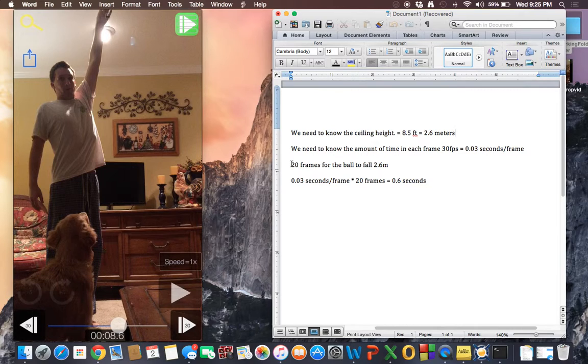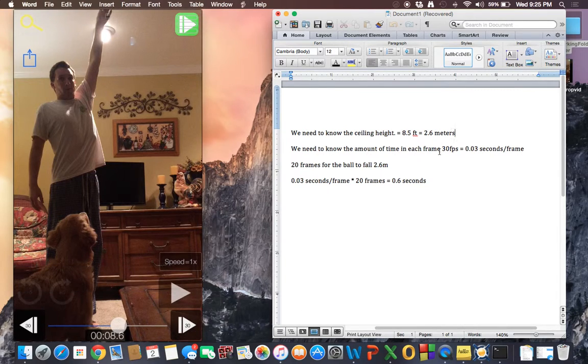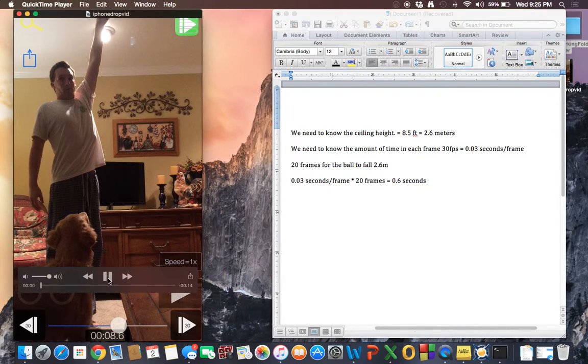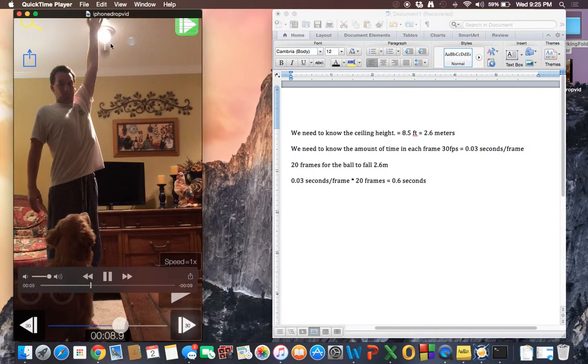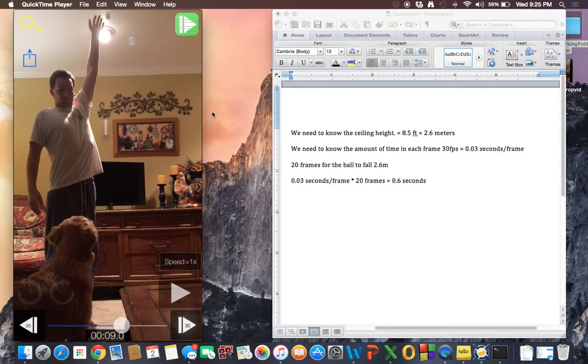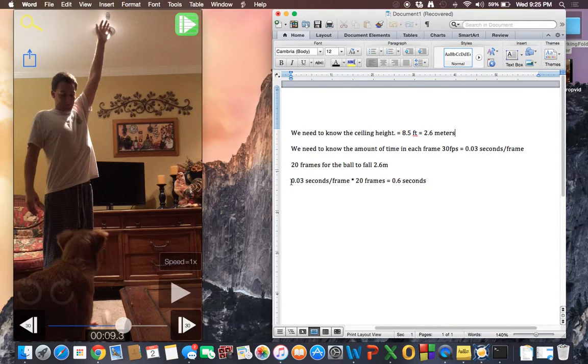After that, we need to know how many frames it took for the ball to hit the ground, right? We're going to do a quick calculation and some dimensional analysis, which is actually done right down here. And we need to know how long that took. So let's go ahead and play that video. I'm going to count out the frames. 2, 3, 4, 5, 6, 7, 8, 9, 10, 11, 12, 13, 14, 15, 16, 17, 18, 19, 20. So it looks like it took about 20 frames for the ball to fully hit the ground after I released it. So 0.03 seconds per frame times 20 frames, that's 0.6 seconds.